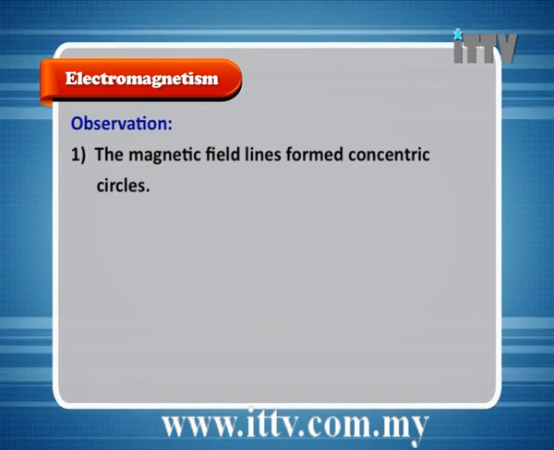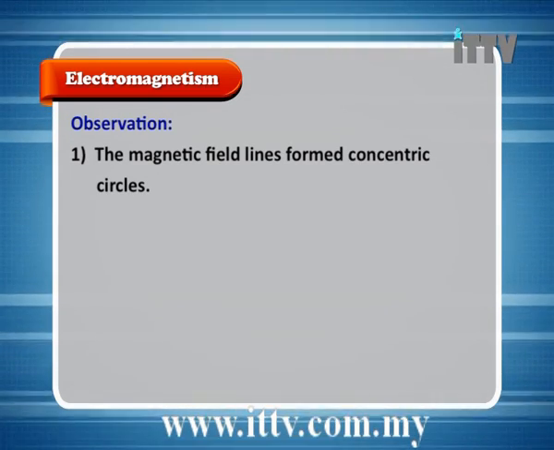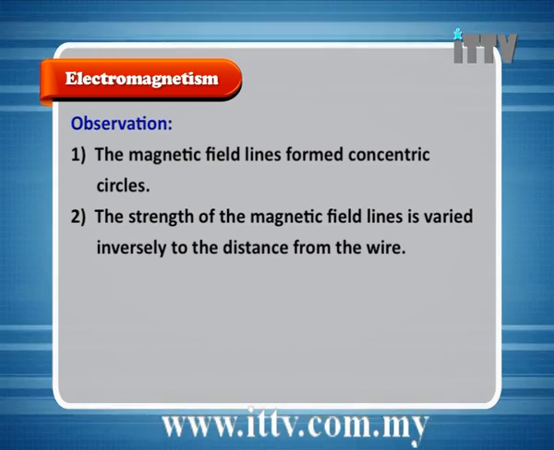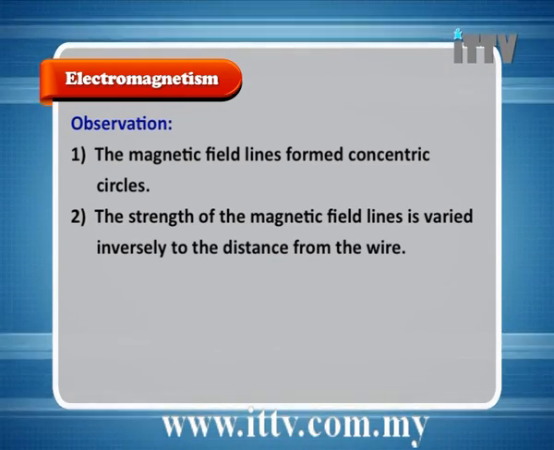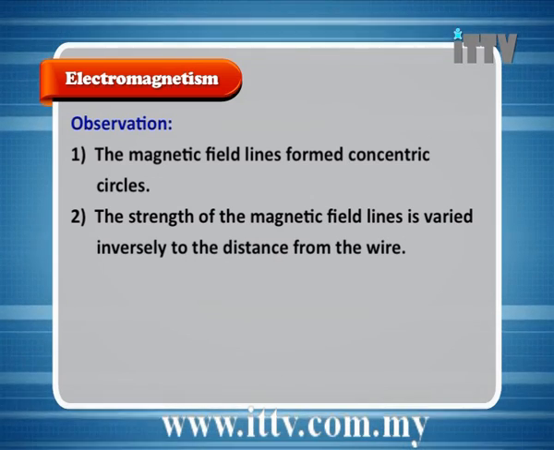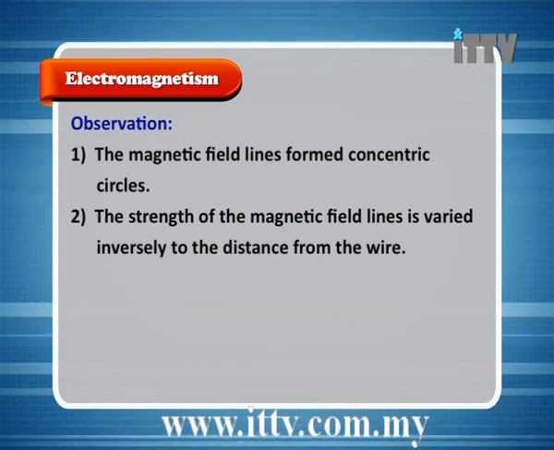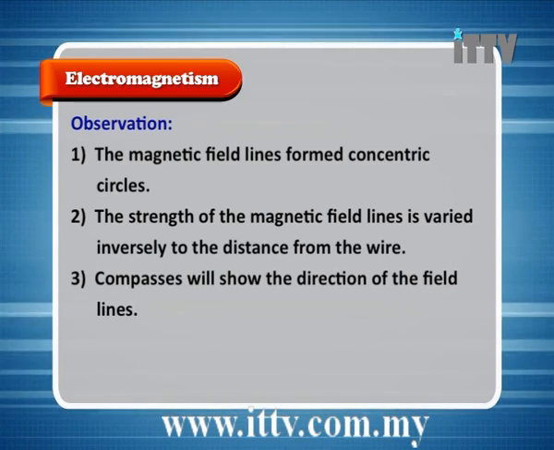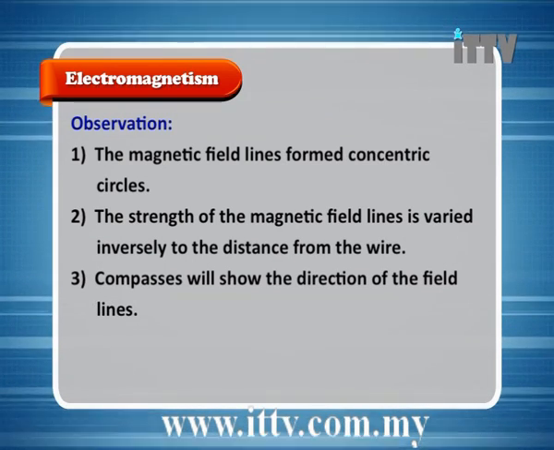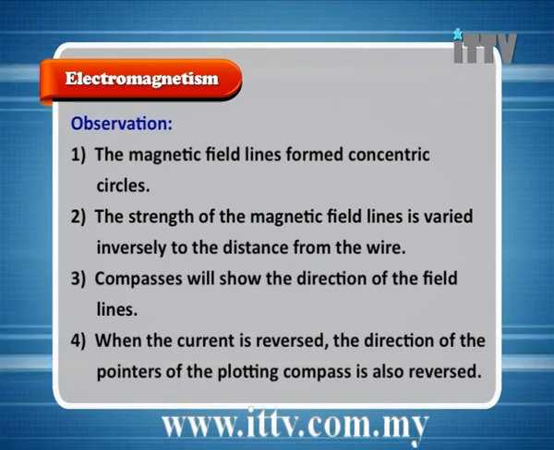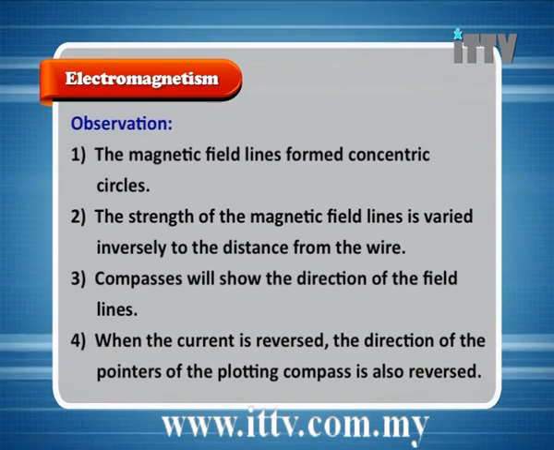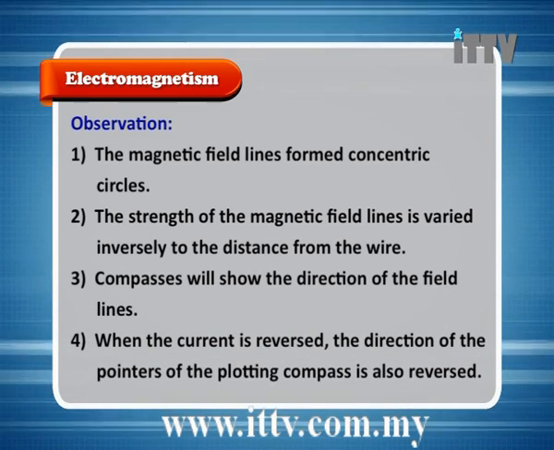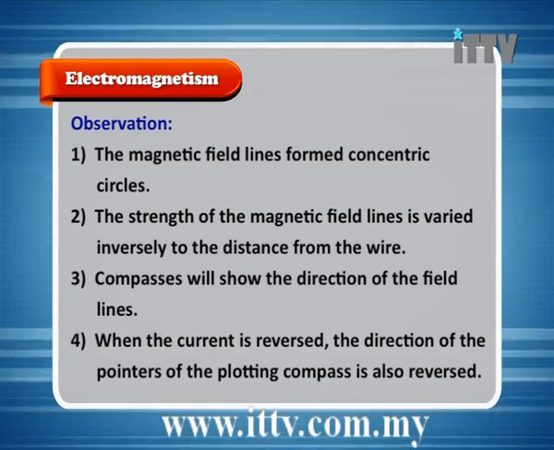Observation. The magnetic field lines form concentric circles. The strength of the magnetic field varies inversely to the distance from the wire. Compasses will show the direction of the field lines. When the current is reversed, the direction of the pointers of the plotting compass is also reversed.